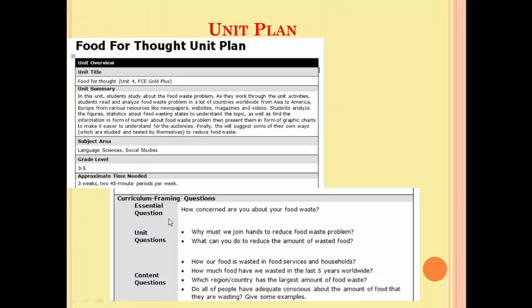Here, I give them the curriculum framing question, the essential question: how concerned are you about your food waste? Then my two unit questions: why must we join hands to reduce the food waste problem, and what can you do to reduce the amount of wasted food? And some content questions.